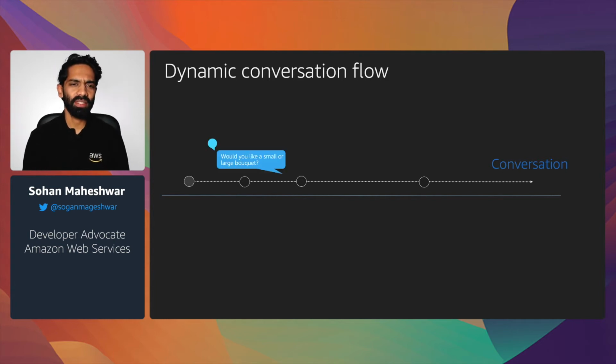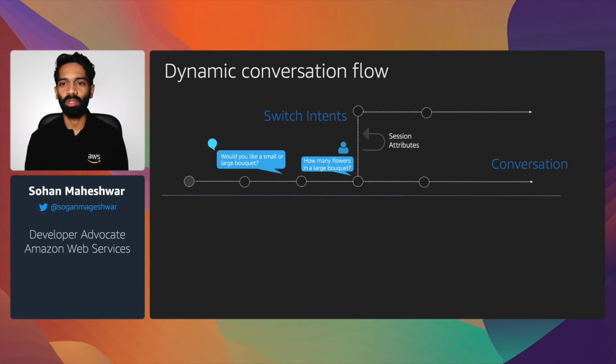At the end, the bot says something like, would you like a small or a large bouquet? Now, at this point, the user doesn't know how many flowers are there in a small bouquet, like how small is small or how large is large. So the user says something like, how many flowers in a large bouquet? This is a different intent at this point of time. When a user says something like this, it would match to a whole new intent. It wouldn't be part of the order of flowers intent that we spoke about earlier.